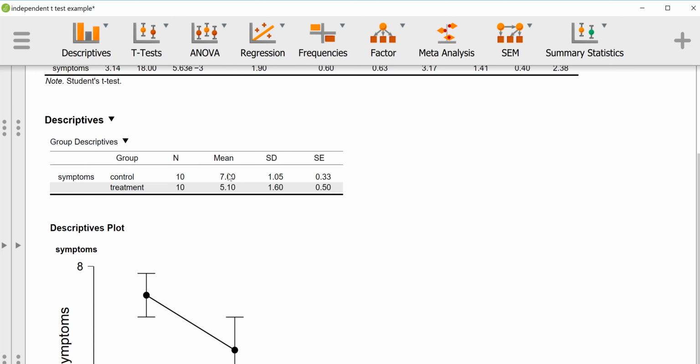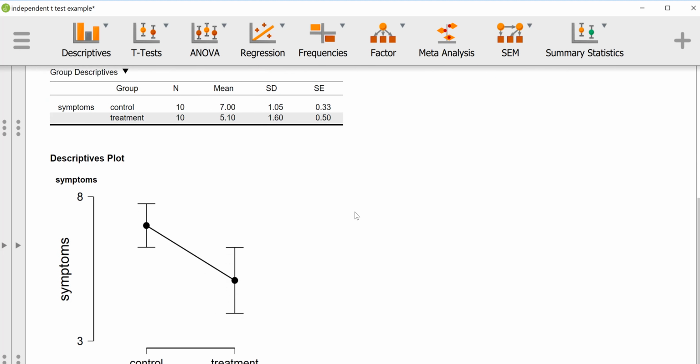All right, so we have here the descriptives, gives you the sample size per group, gives you the mean for the control group, the mean for the treatment group, and the standard deviation and standard error for each group. We can also look at a plot showing the control group and its 95% confidence interval, and the treatment group and its 95% confidence interval. So we see that the treatment is leading to less symptoms than the control.